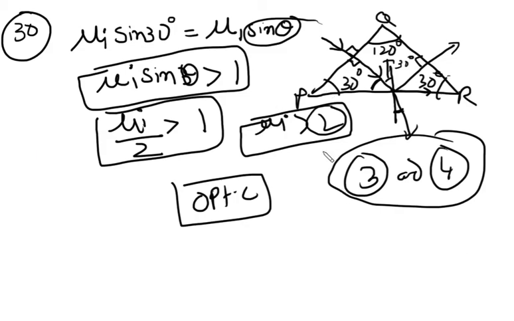Of the given choices, only rays 3 and 4 have refractive index greater than 2. So only they will be totally internally reflected, and they will come out of QR. So option C is the apt choice for the question. Moving on to the next question.